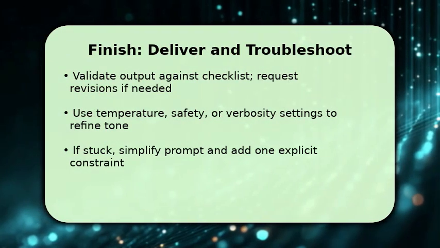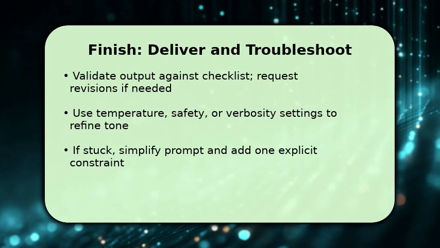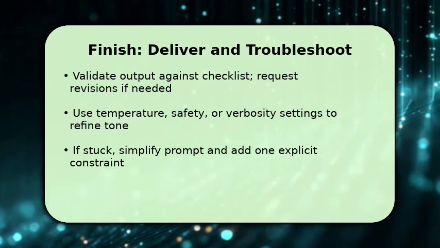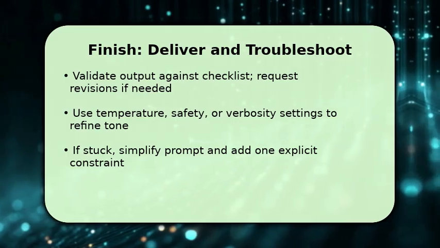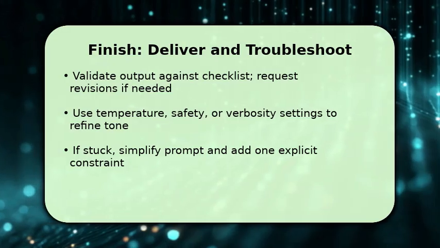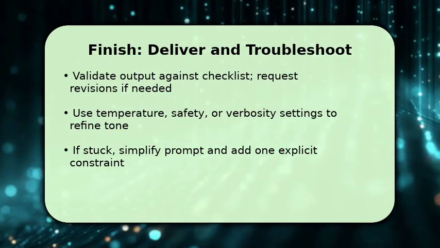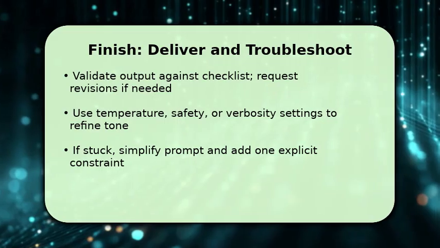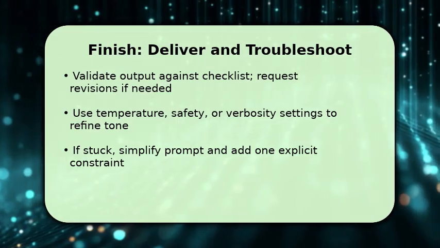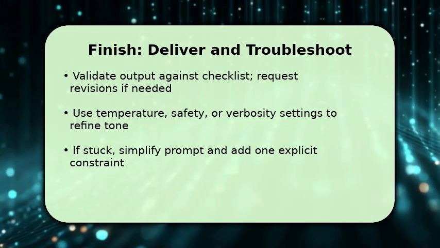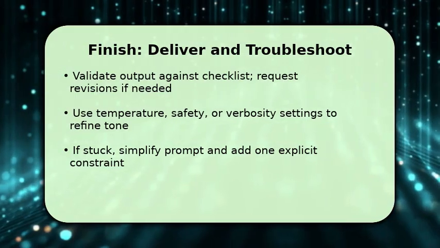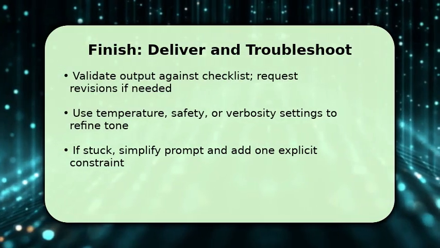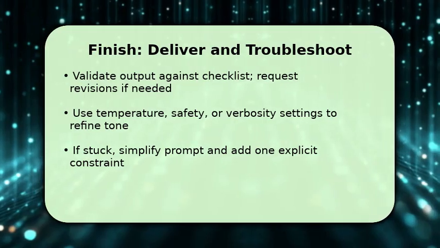You finish by validating Gemini's output against your checklist: accuracy, tone, and format. If it misses the mark, ask for a revision with specific lines to change and why. This focused feedback leads to fast improvements. Make sure to adjust temperature or verbosity to control creativity. If responses go off track, simplify the prompt, reduce scope, and add one explicit constraint that often resolves hallucinations or irrelevant content quickly.